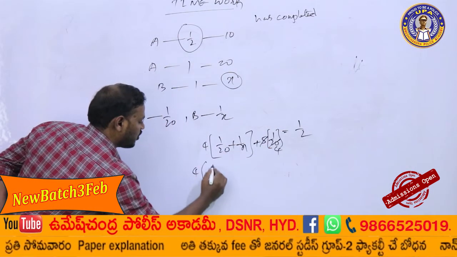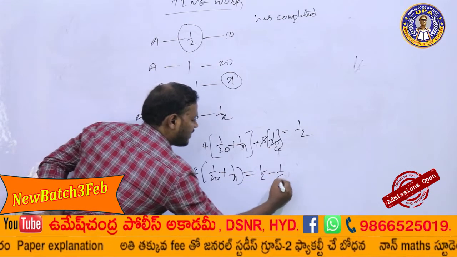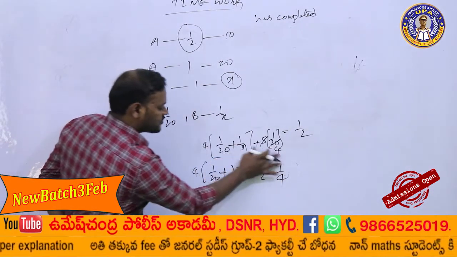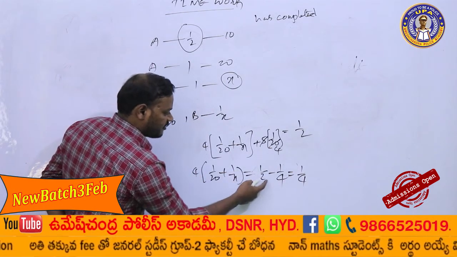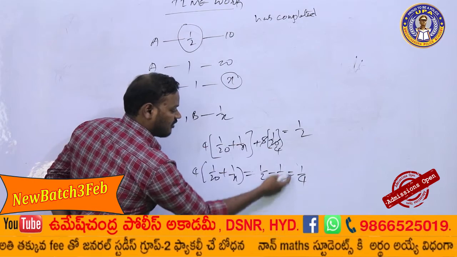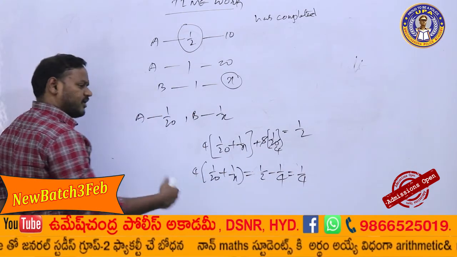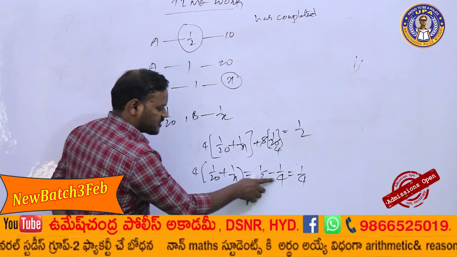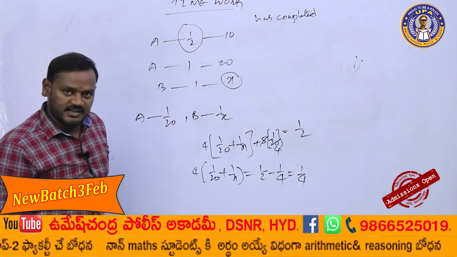So 4 into 1 by 20 plus 1 by x is equal to 1 by 2 minus 1 by 4, right? So half minus 1/4 will be again 1/4 only. Yes or no? Why? This is half. From this half you need to subtract 1/4. Remaining 1/4 will be there. Half minus quarter will give quarter, right? Is it clear?